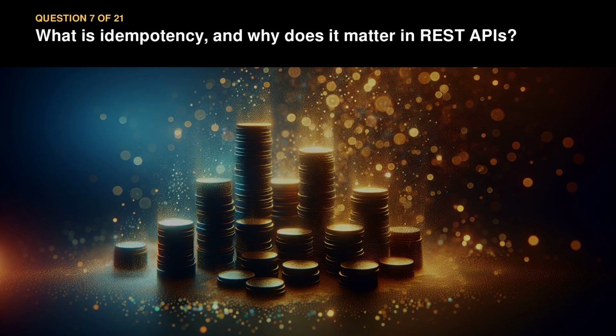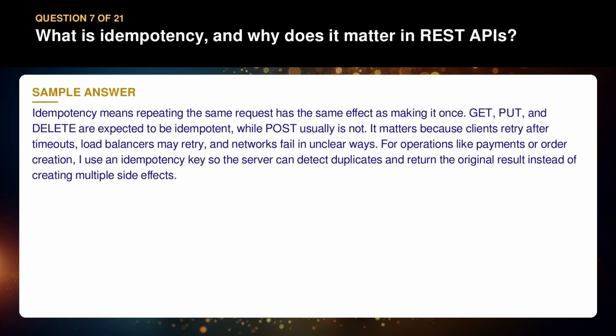Question 7. What is idempotency, and why does it matter in REST APIs? Idempotency means repeating the same request has the same effect as making it once. Get, put, and delete are expected to be idempotent, while post usually is not. It matters because clients retry after timeouts, load balancers may retry, and networks fail in unclear ways. For operations like payments or order creation, I use an idempotency key so the server can detect duplicates and return the original result instead of creating multiple side effects.